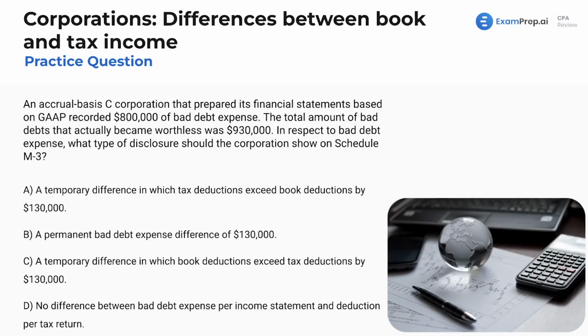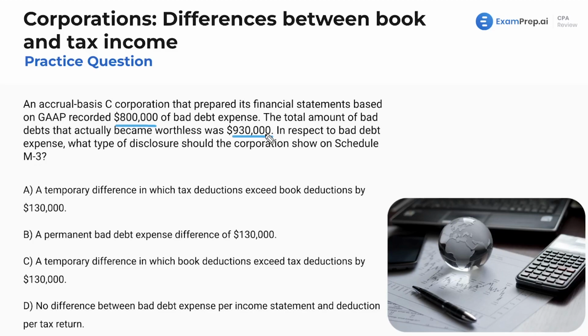Next up, we have an accrual basis C corporation that prepared its financial statements based on GAAP, and they recorded $800,000 of bad debt expense. The total amount of bad debts that actually became worthless was $930,000. In respect to bad debt expense, what type of disclosure should the corporation show on Schedule M3? Another great question. We're going to dive through it together and talk it through. So in our example, we see that per GAAP, we had $800,000, but what actually happened was $930,000.